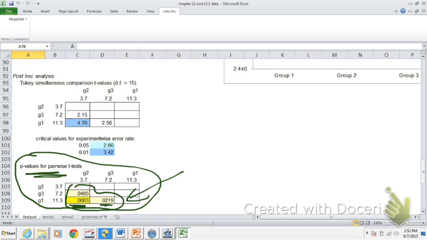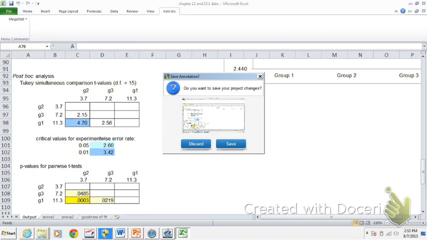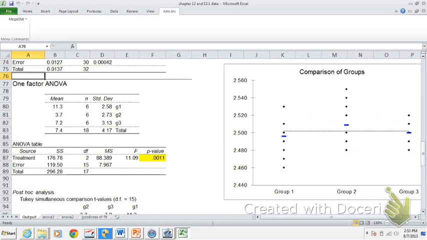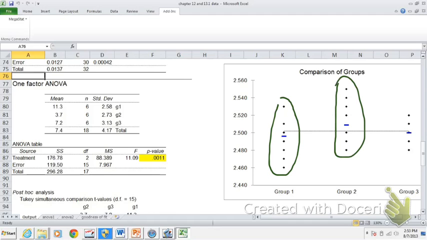Okay, and even if you look at it visually, let's look at this graph here real quick. If you're a visual person and you just want to get a feel for the data, see the comparison of groups, you can see that this group differs most significantly from this group, and that's exactly what that p-value was indicating. Okay. All right, that's as far as we need to get for the one-way ANOVA.